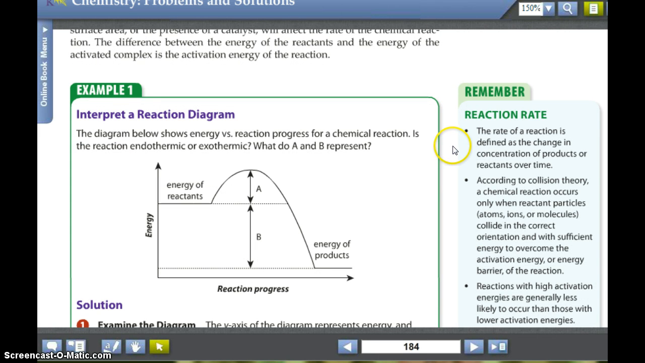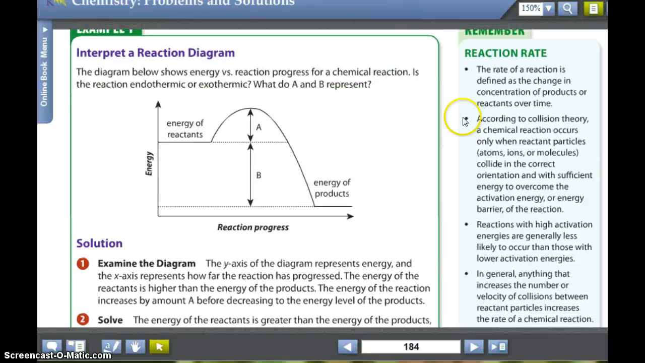Remember, reaction rate. The rate or speed of a reaction is defined as the change in concentration of products or reactants over time. So, more products, less reactants, because the reactants are turning into the products. According to collision theory, a chemical reaction occurs only when reactant particles, so the atoms, ions, or molecules, collide in the correct orientation, like a lock in the key.